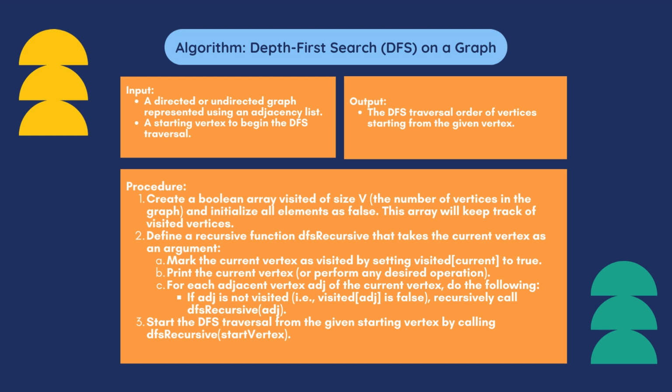Then define a recursive function, DFS recursive, that takes the current vertex as an argument. Mark the current vertex as visited by setting visited[current] to true. Print the current vertex, or perform any desired operation, and for each adjacent vertex adj of the current vertex, do the following. If adj is not visited, i.e., visited[adj] is false, recursively call DFS recursive on adj. Finally, start the DFS traversal from the given starting vertex by calling DFS recursive on the start vertex.